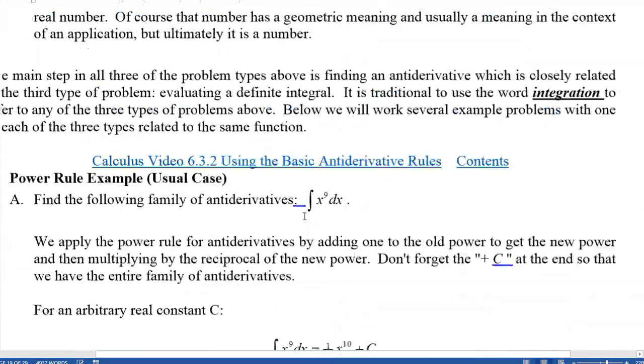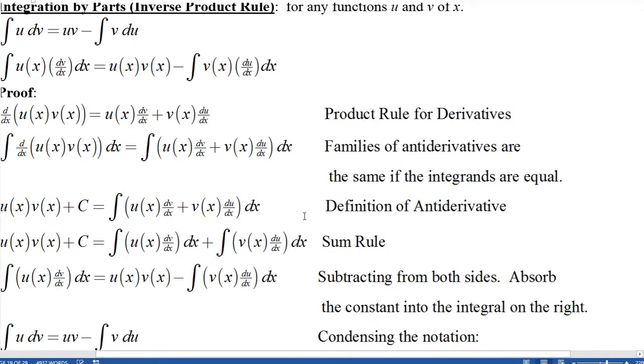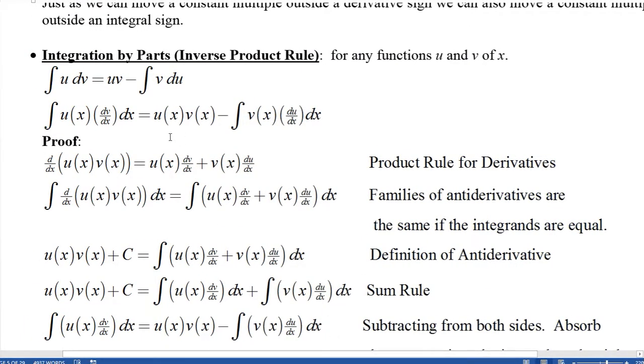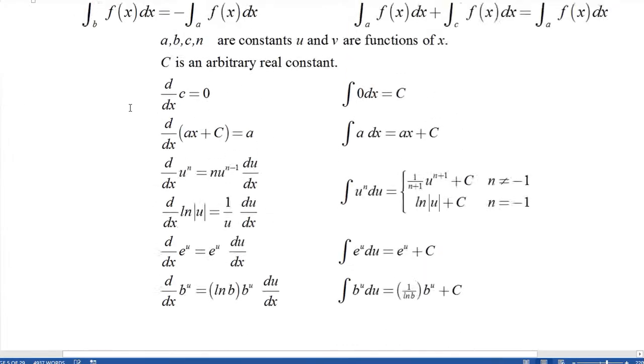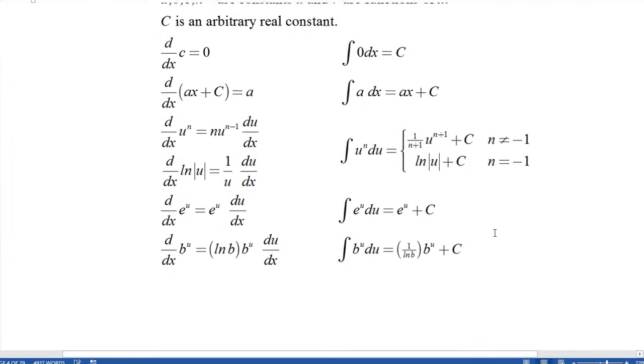Where we looked at these. Let's see, where are some of these problems? Here's our list right here. And notice, remember, they all came from a derivative rule over here on the left. Gives us an antiderivative rule or definite integral rule on the right.